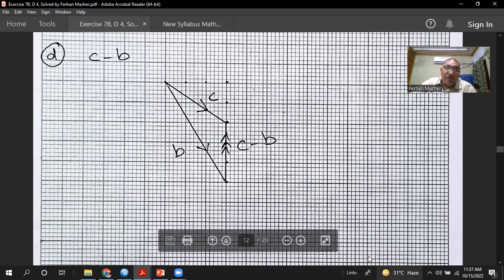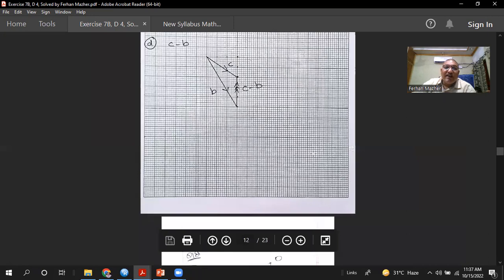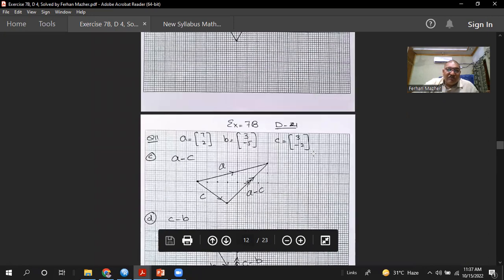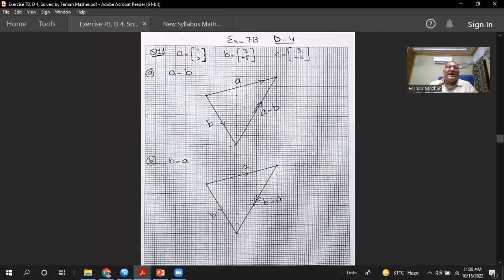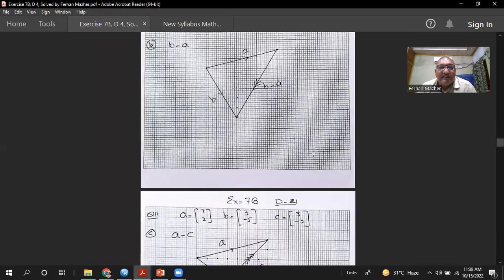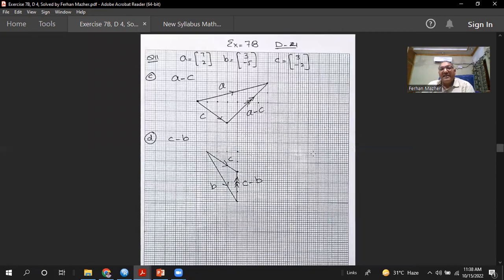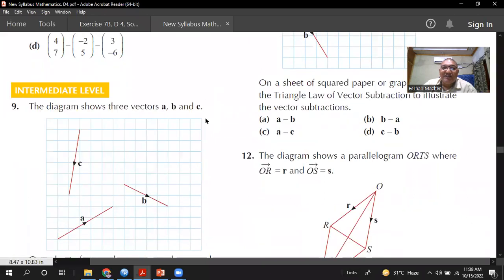So this is how you will do this. Let me reduce the size so you can see the whole question together. That is question number 11, A, C and D part. This is question 11 A and B part, and this is the C and D part. Hopefully you understand how the triangular law of subtraction works.